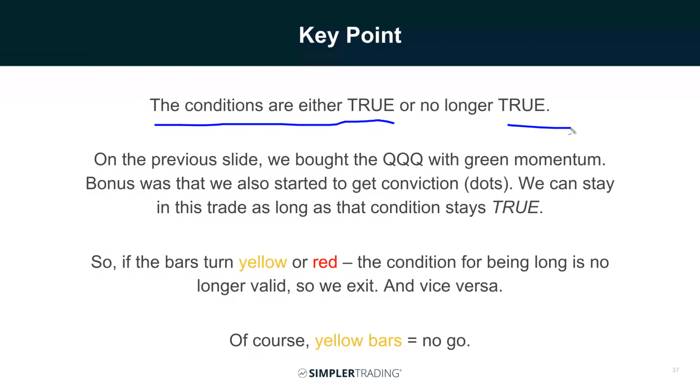So on the previous slide, we bought the QQQ with green momentum. The bonus is that we also started to get conviction, the dots. We can stay in this trade as long as that condition stays true, okay? So if the bars turn yellow or red, the condition for being long is no longer valid, the reason we got in is no longer true, so we simply exit.